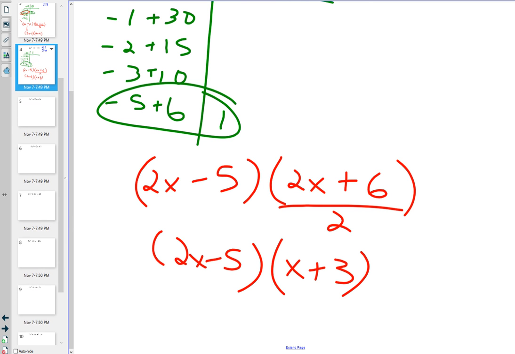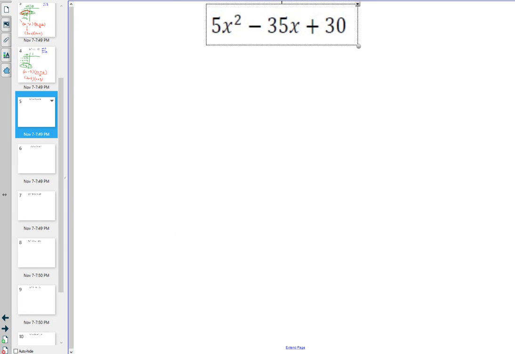Questions there? For the 4th time in a row, what do we have? A quadratic trinomial with a lead term that is not 1. But wait, there's more.